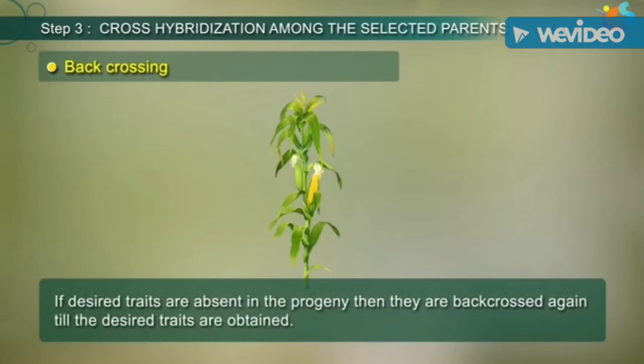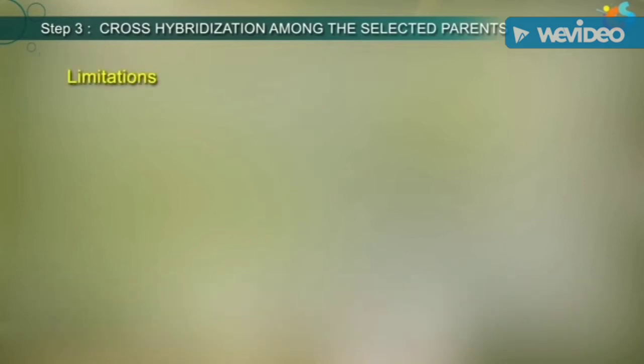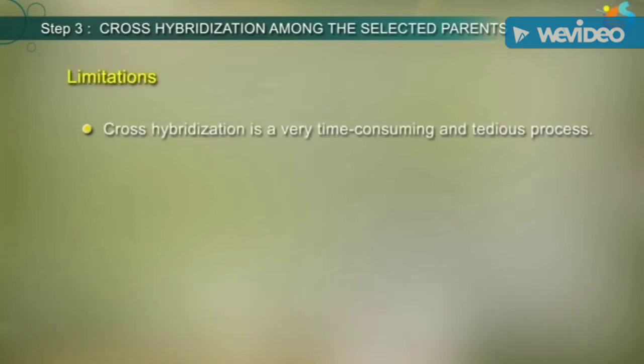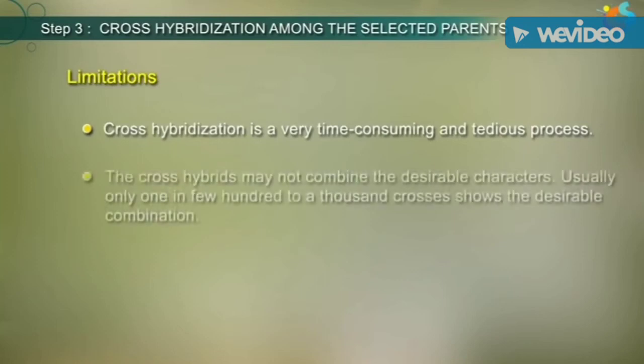Limitations. Cross hybridization is a very time consuming and tedious process. The cross hybrids may not combine the desirable characters. Usually, only 1 in a few hundred to 1,000 crosses shows the desirable combination.